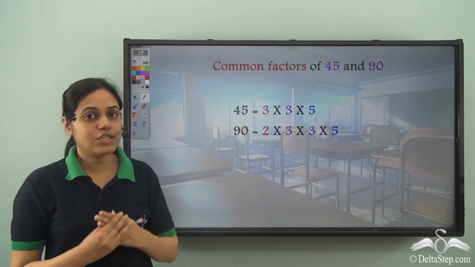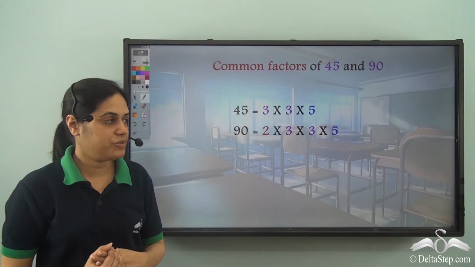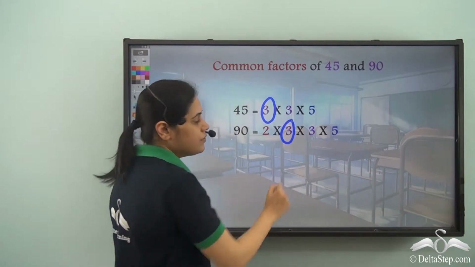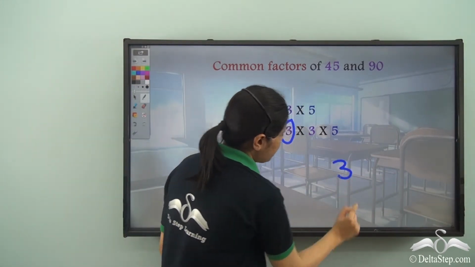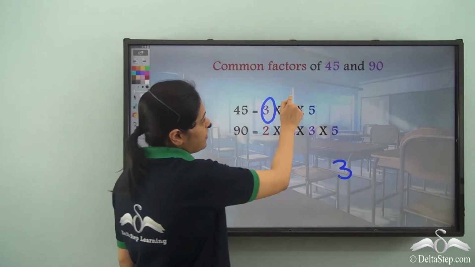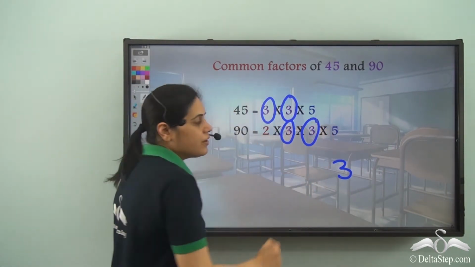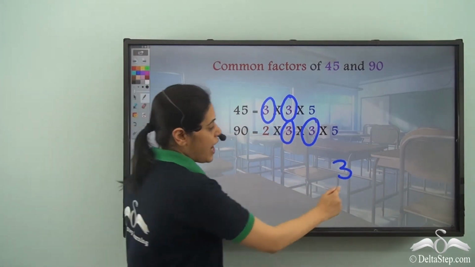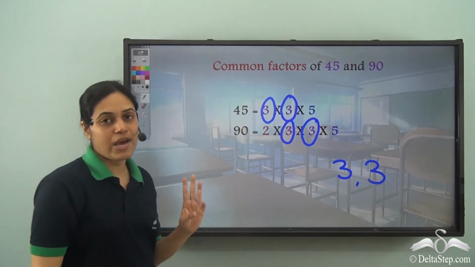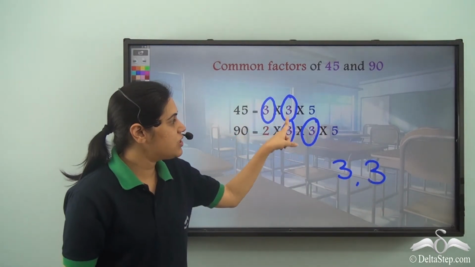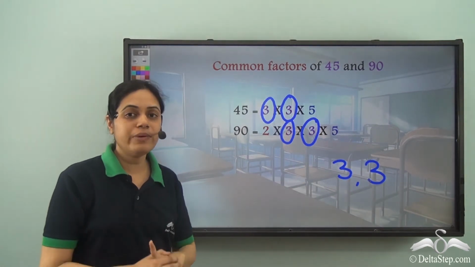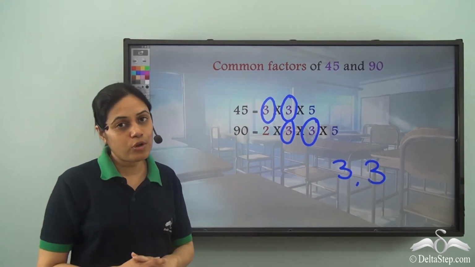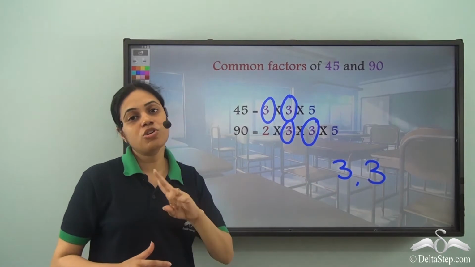Now the next thing is to find out the common prime numbers. So I have a 3 here and I have a 3 here. So one of the common prime numbers is 3. I have another 3 here and another 3 here. So since 3 is there 2 times in both of them, I need to write 3 twice. So I not just consider the number but also how many times it is coming in both. So since 3 is coming 2 times in both 45 and 90, I write it 2 times.